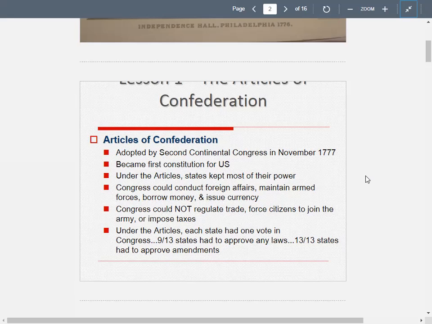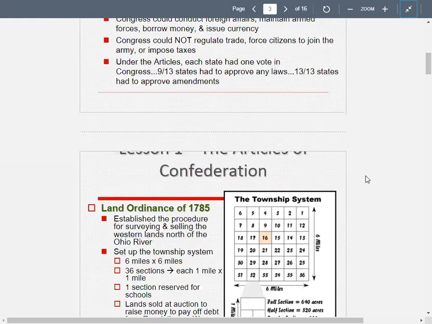Under the Articles, each state had one vote in Congress. 9 out of 13 states had to approve any laws, and 13 out of 13, which is all of the states, had to approve the amendments, which are the changes to the Confederation.